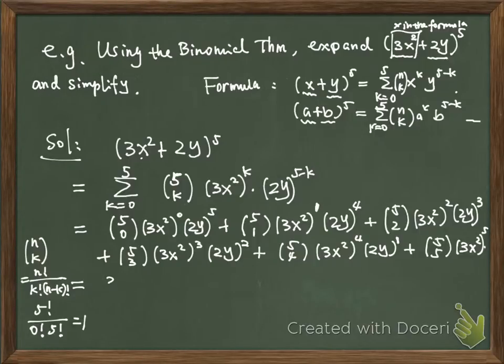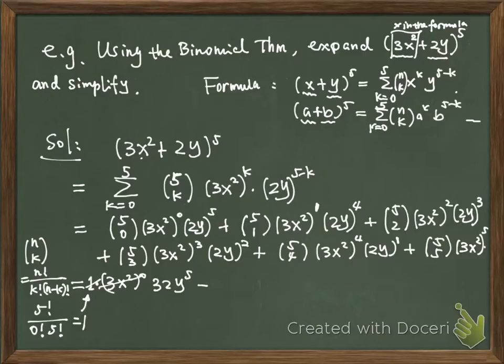Therefore, for the first term, I have 3x squared to the 0th power, which is again just the value 1, times 2y to the 5th. Okay, this was the one we got, right? So 5 choose 0 is 1. So that's also 1. The only thing remaining for us to calculate in the first term would be 2 to the 5th times y to the 5th, which is 32y to the 5th.